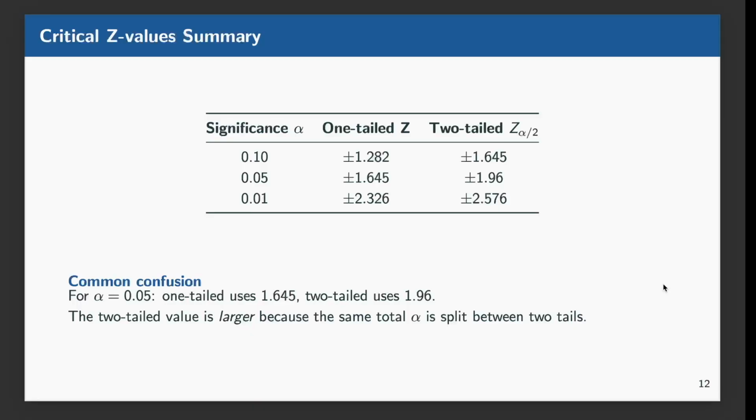Here is the detail that trips up almost everyone the very first time they see this table. For alpha equals 0.05, the two-tailed critical value, 1.96, is actually larger than the one-tailed value, 1.645. That happens because the exact same total alpha budget gets split across two separate tails instead of being concentrated entirely into one. This whole table is genuinely worth copying into your own notes for quick reference later. Are you ready to put the z-test to actual work?